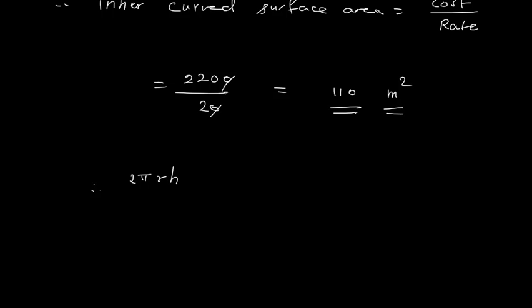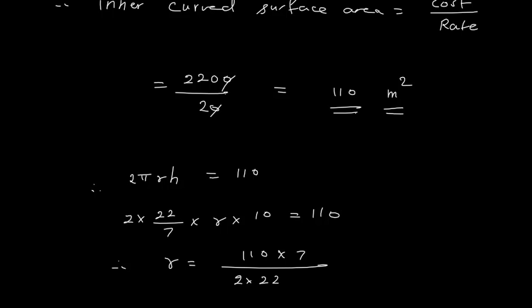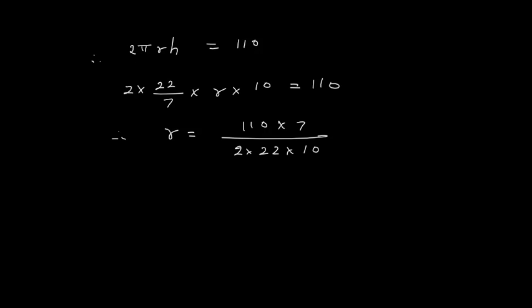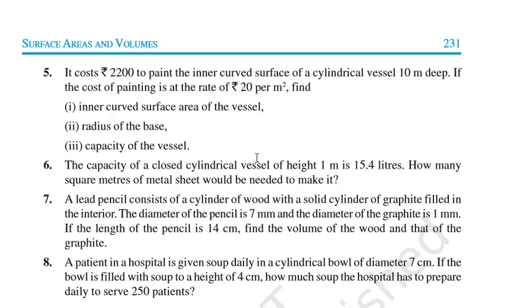2 pi rh is 110. So 2 into 22 divided by 7 into r into h, which is 10, is 110. So therefore r is 110 multiplied by 7 divided by 2 into 22 into 10. So this equals, now this 0 and this 0 will cancel. 11 to the, so r is 7 divided by 4. Radius is 7 divided by 4. So I get the radius of the base.